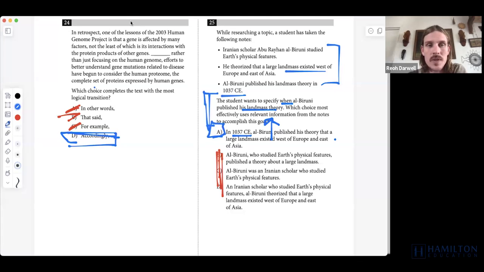Really make sure that you're just focused on excising, to use a vocab word, or getting rid of all the things that we don't need.